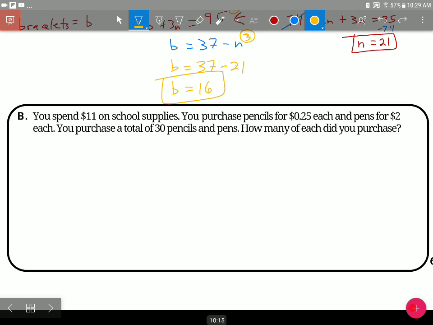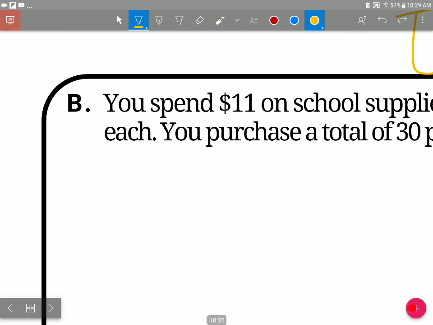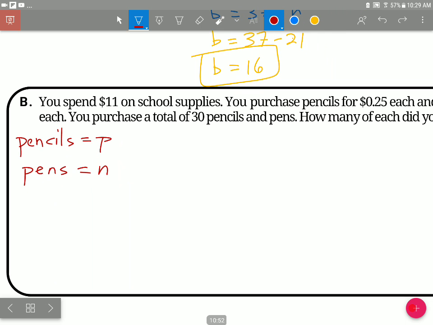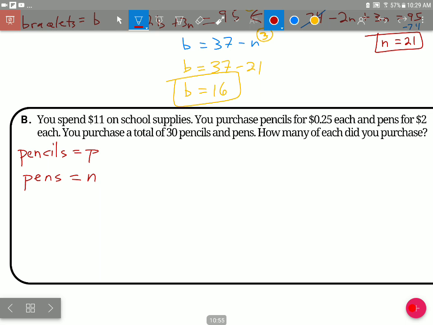Letter B. You spend $11 on school supplies. You purchase pencils for 25 cents and pens for $2 each. Those are expensive pens. You purchased a total of 30 pencils and pens. How many of each did you purchase? Okay, so let's first define our variables. Pencils. What do you want to use for pencils? P. Pens. What do you want to use for pens? You want to use N? That's fine. Yeah, you can't use P again. Sorry. It's already taken. So we use N for pen, so that we're all on the same page. All right. I want you to take about 30, maybe 35 seconds, and build your two equations.